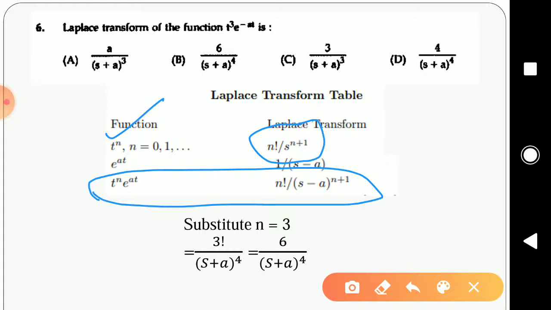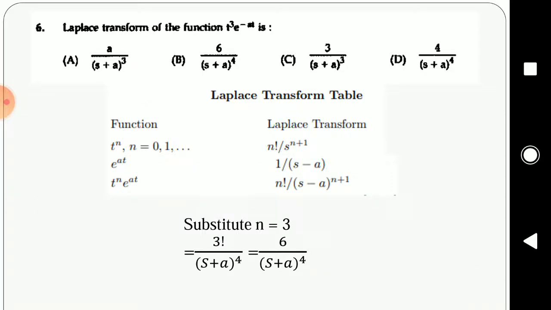If it is e raised to minus at, instead of s, you will be giving s plus a. So, you can give n factorial divided by s plus a raised to n plus 1. So, if you substitute n equal to 3, you will be getting the correct answer, and option B is the correct answer. 6 divided by s plus a whole raised to 4.